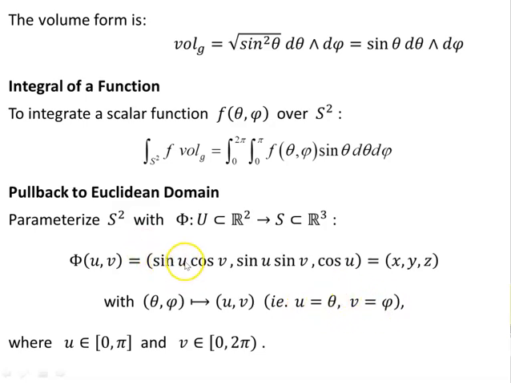So instead of sine theta cos phi, sine theta sine phi, and cos theta, we're just going to do the coordinate change where u equals theta, v equals phi. Very, very simple coordinate change. u is going to be from 0 to pi, v will be from 0 to 2 pi, just like it was for theta and phi. So it's really a simplified problem here.